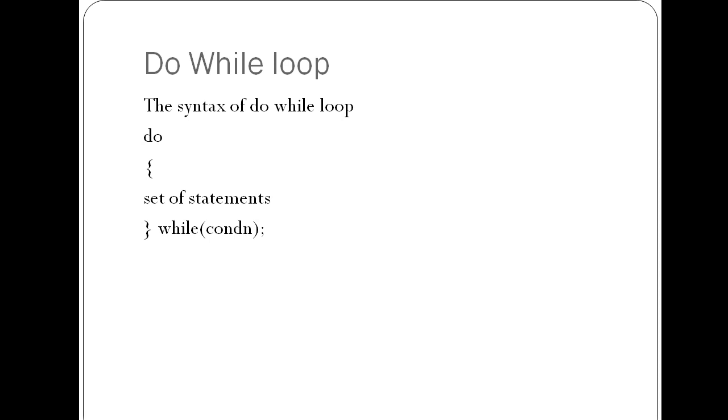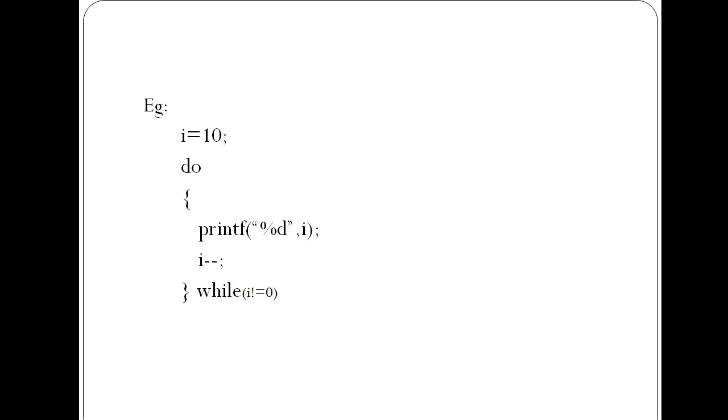The major difference between a while loop and a do-while loop is that in the case of a while loop, the set of statements will be executed only if the condition holds good, but in the case of a do-while loop, the set of statements will be executed at least once irrespective of the condition. So we will see one example for a do-while loop now.